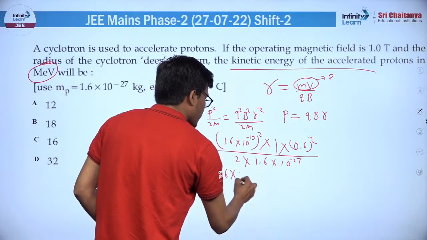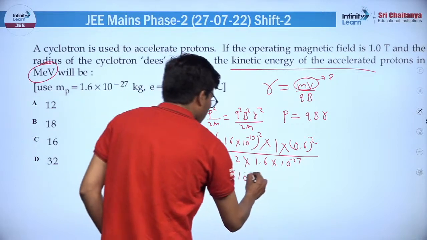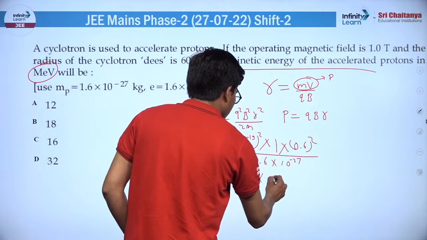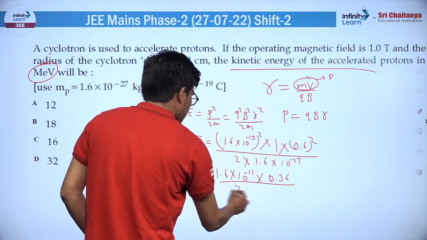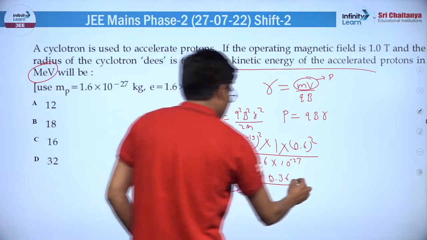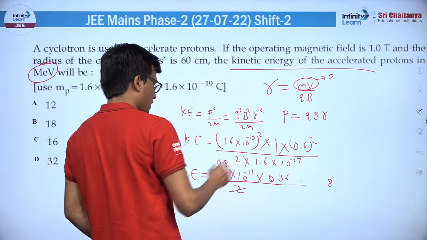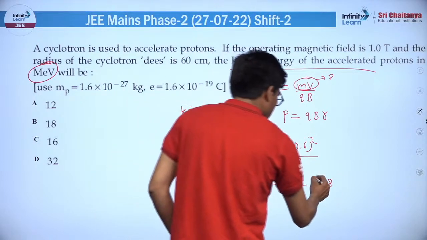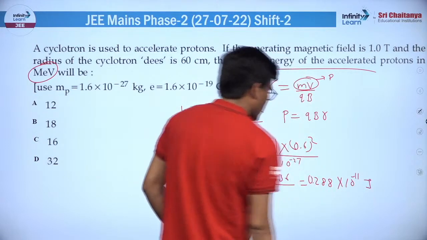1.6 into 10 to the power minus 38 minus 27, that will be minus 11, right? And into this will be 0.36, 1.6 will get cancelled, so this is 0.8, so 8 6s are 48, and it will be something like this, so 0.288 into 10 to the power minus 12 joule is my answer.